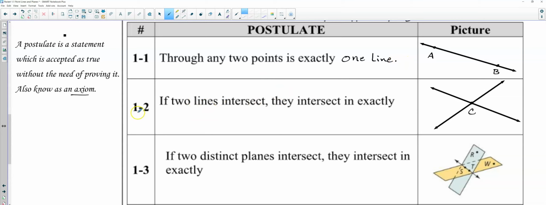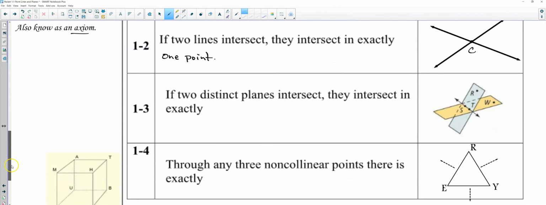Another one is postulate 1.2. If 2 lines intersect, they intersect in exactly 1 point. See, they intersect at 1 point. That's in geometry, right? Remember these because you will be tested on them, okay? You need to know this. These are the basics for the whole year understanding geometry.